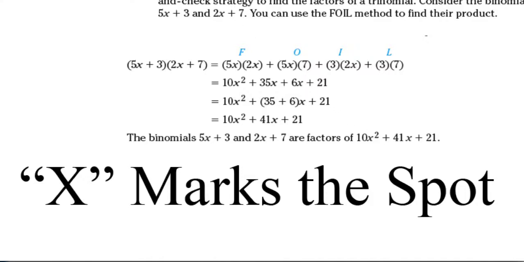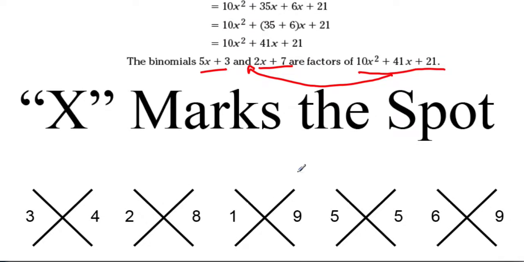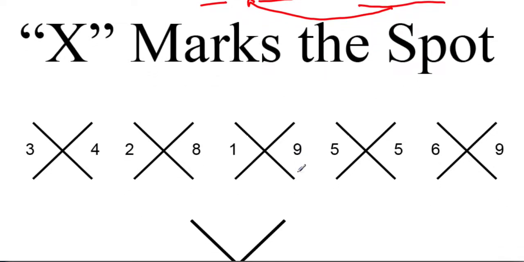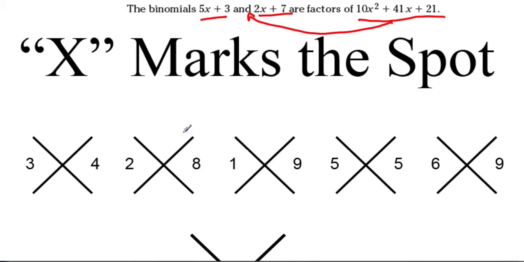Now what we want to do is, if you are given 10x squared plus 41x plus 21, we want to find the factors. We want to find 5x plus 3 and 2x plus 7. One way of doing this is what I call X marks the spot. We'll not use the method in the book because I think this is a lot easier. So let's do a little bit of practice of X marks the spot.